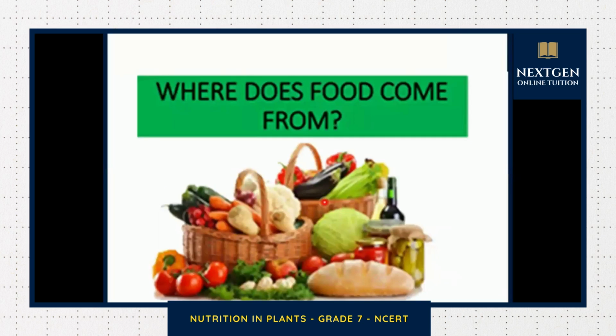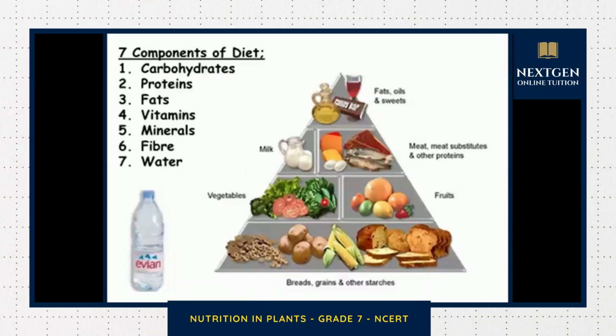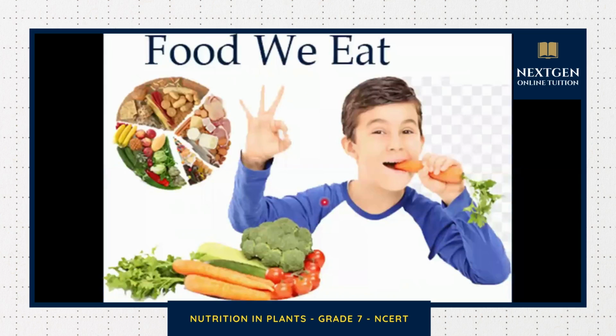In class 6, you learned that food is essential for all living organisms and about the components of food, that is called nutrients, right? As we all know, the nutrients are carbohydrates, proteins, fats, vitamins, minerals, fiber and water. We get our nutrients from the food we eat, that is from vegetables, fruits and meat.